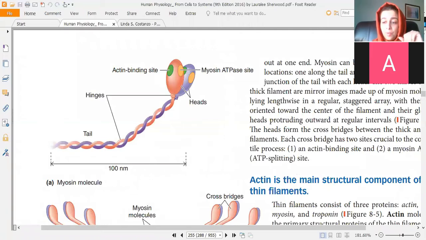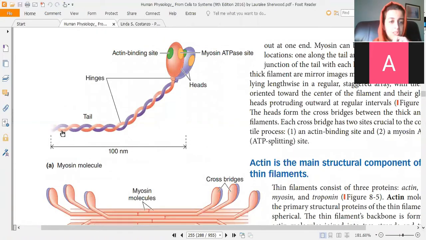Let's look at the myosin molecule close up. So this is one myosin molecule, and this molecule is composed of 2 protein molecules. The final myosin molecule is composed of 2 myosin proteins which are wound around each other. Each of them has a tail and a head. The tails again wind around each other and form this twisted structure.